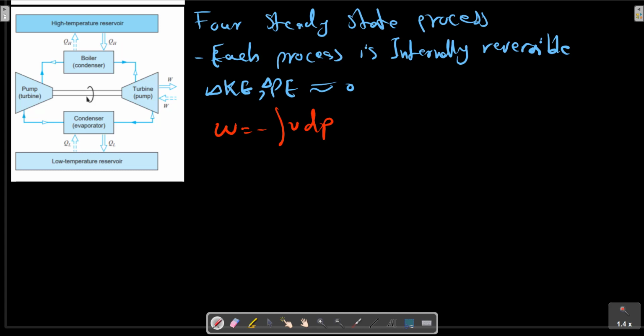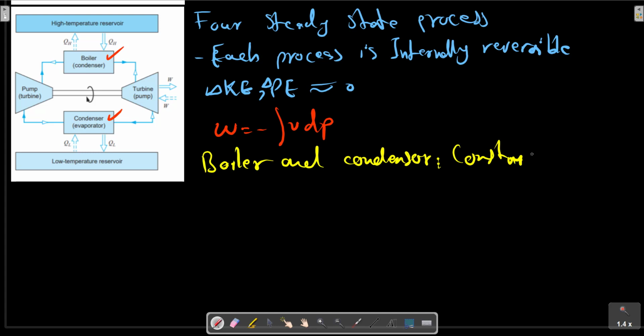Thus, for convenience of operation, we will make the two heat transfer processes, boiler and condenser, constant pressure processes, such that those are simple heat exchangers involving no work.